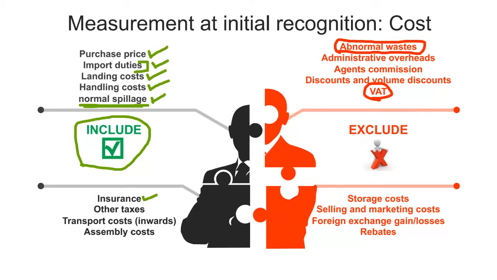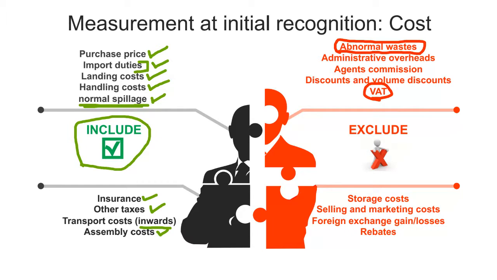We can also have some insurance. So certain types of products like gold, you can't keep them without having insurance. So they're incidental to the holding of gold. Other taxes that we cannot claim, right? So unreclaimable taxes. Then I say transport inbound, or inwards, and then any assembly costs, right? So any manufacture or assembly costs.